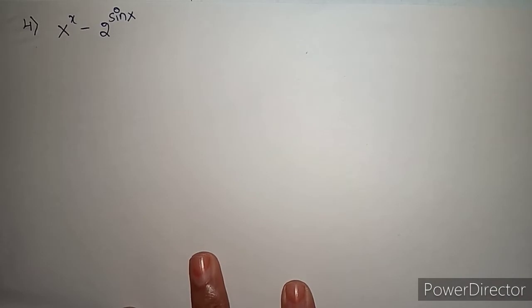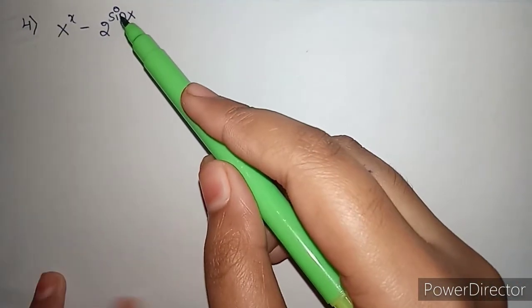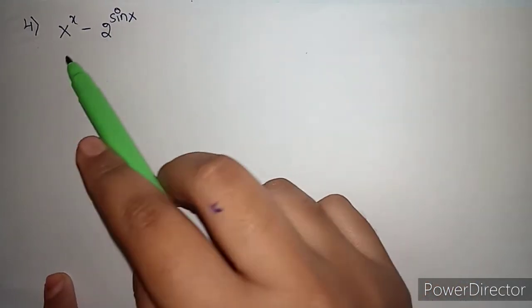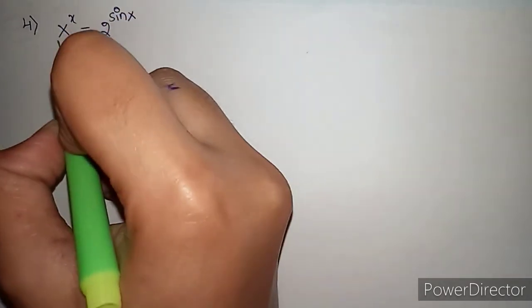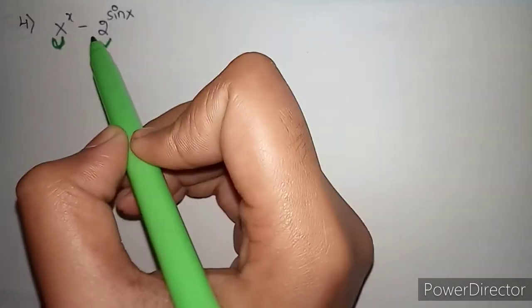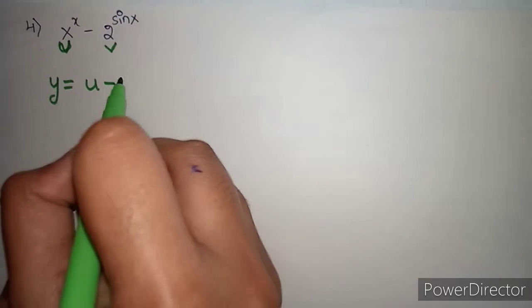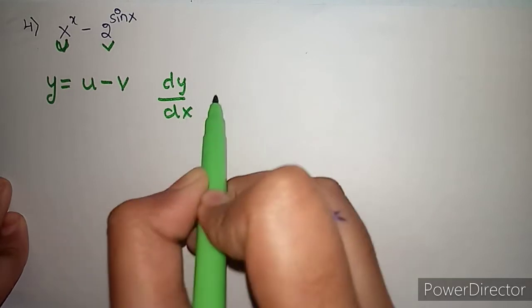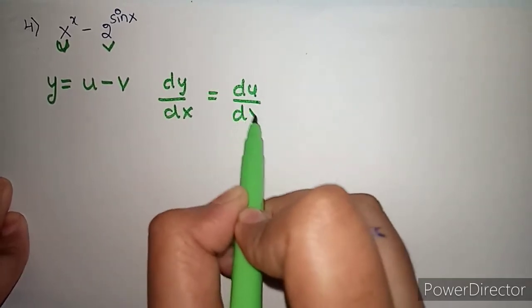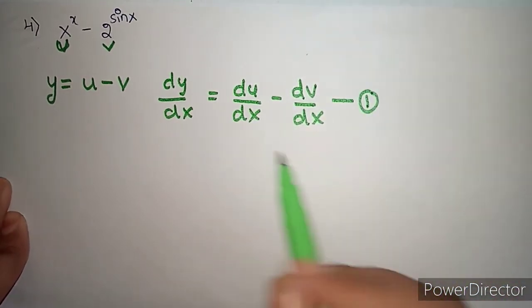Now here's the fourth question. This is a very important question: x power x minus 2 power sin x. See, whenever you see two functions having plus or minus, then put it as u and v. This as u and this as v. So take it as y is equal to u minus v. Differentiate with respect to x. dy by dx is equal to du by dx minus dv by dx. Consider this as equation 1.